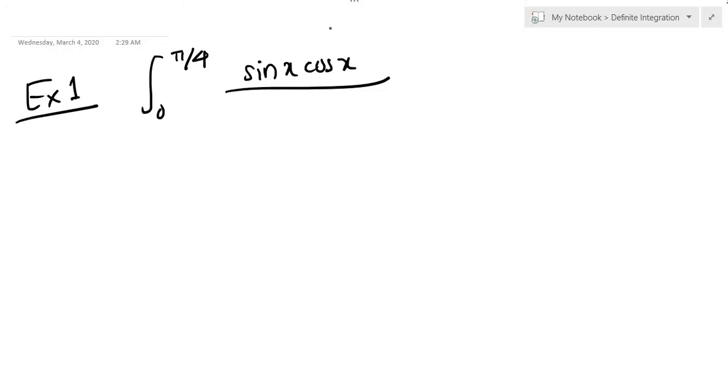Now let's do one example, and I'll just tell you before doing the example that you don't need to use any of the properties I just told you. This is basically like a recap of indefinite integration. So the integral from 0 to pi by 4 of sine of x cosine of x all over sine to the fourth of x plus cos to the fourth of x dx.